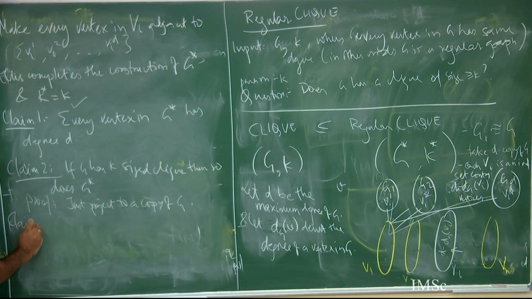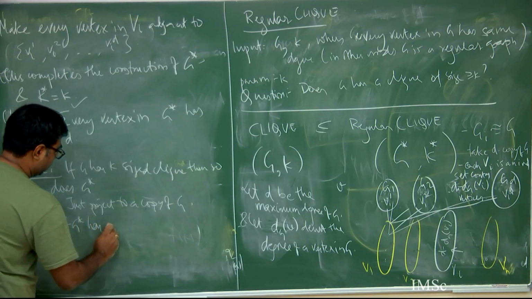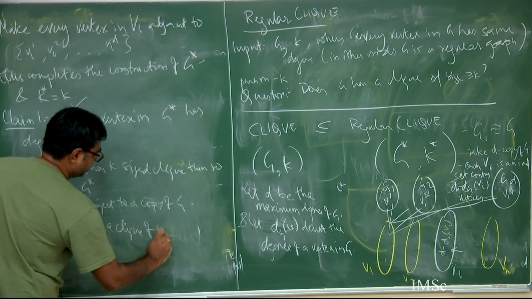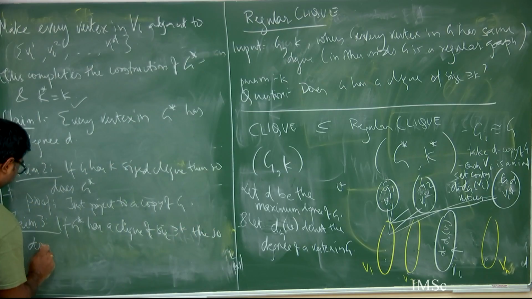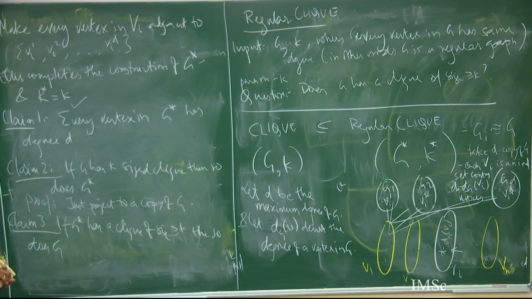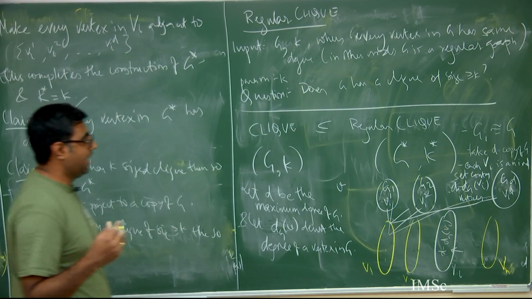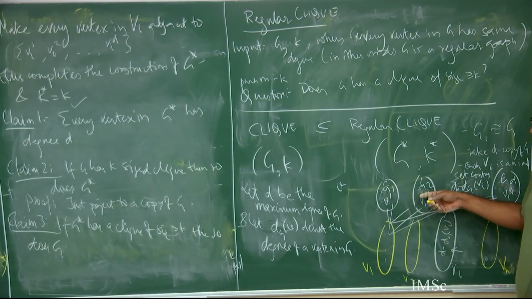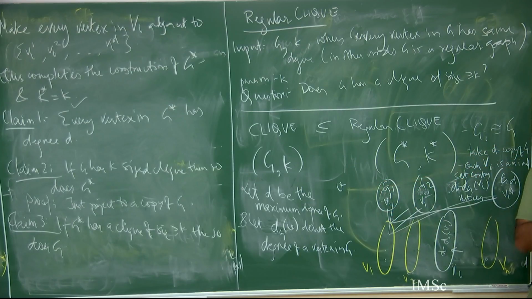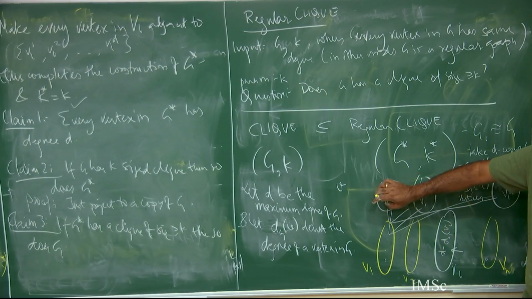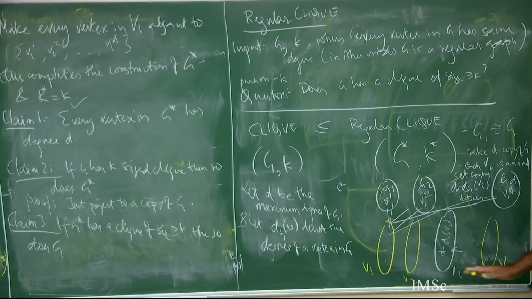Claim 3: if G star has a clique of size greater than or equal to k, then so does G. Now let's ask ourselves, can a clique be part of two copies of G_i? No. So every clique is completely contained inside a G_i, and maybe something from here that I am not denying. All I am trying to tell you is that every clique is completely contained inside G_i and maybe some V_i vertices.